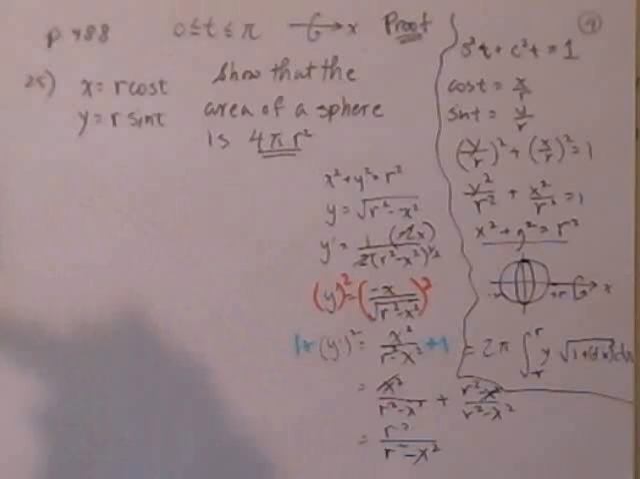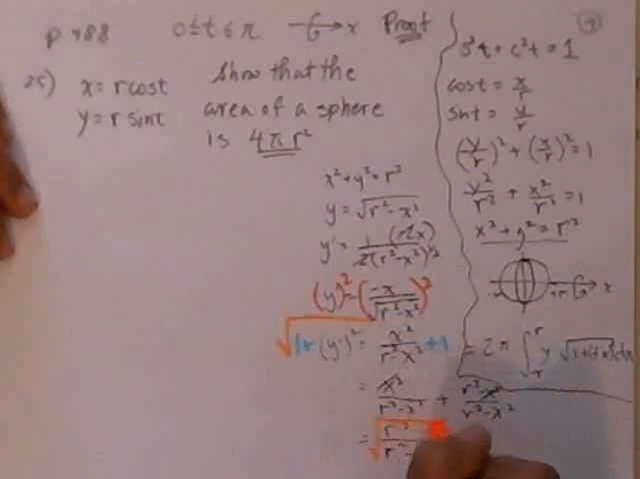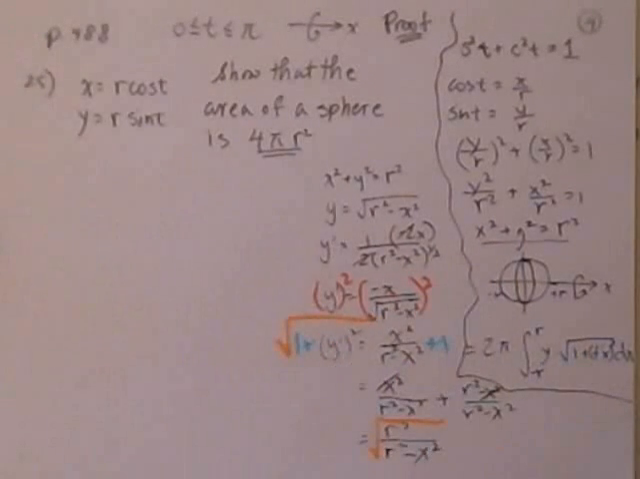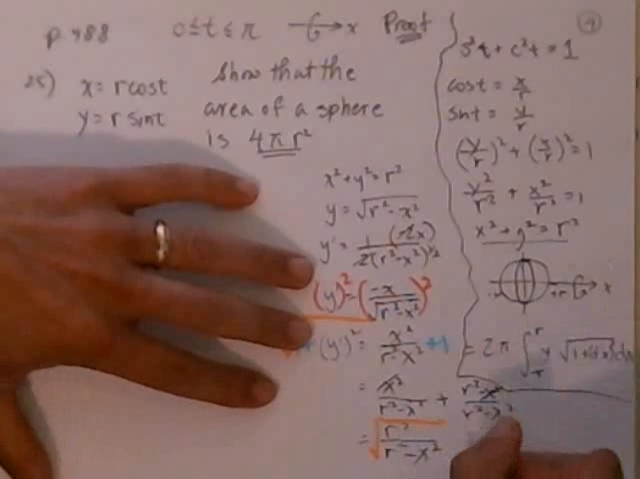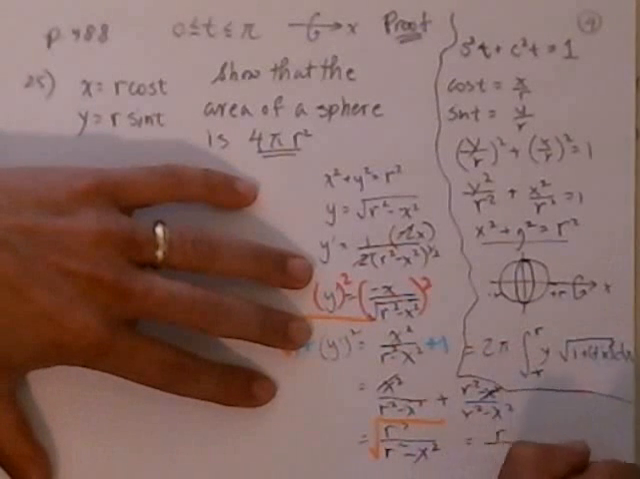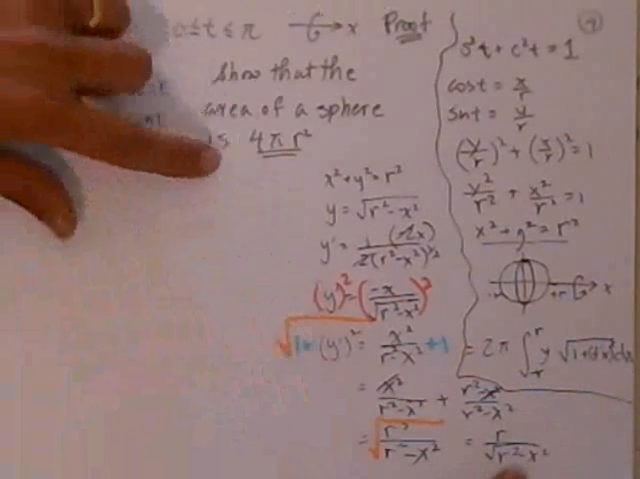And the last thing we're going to do is we're going to use, I don't know, orange. Square root that. So the square root of r squared just becomes r in the numerator, and you end up with the square root of r squared minus x squared in the denominator. I'm going to rewrite this really nicely for you up here, okay?